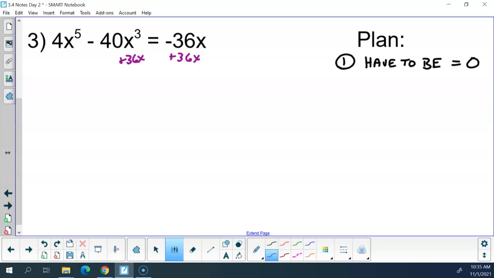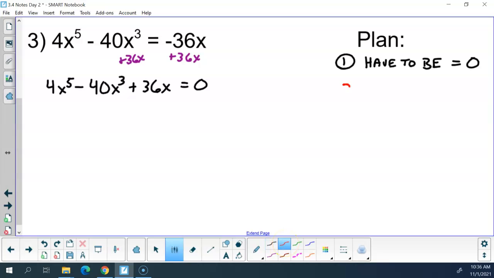So I'm going to add 36x. I don't care which side you make equal to 0, but one of the sides has to be equal to 0 right from the start. So that gives me 4x to the 5th minus 40x cubed plus 36x equals 0. Preview of things to come: in the end, how many answers do we need? We have to get 5 answers for this one.